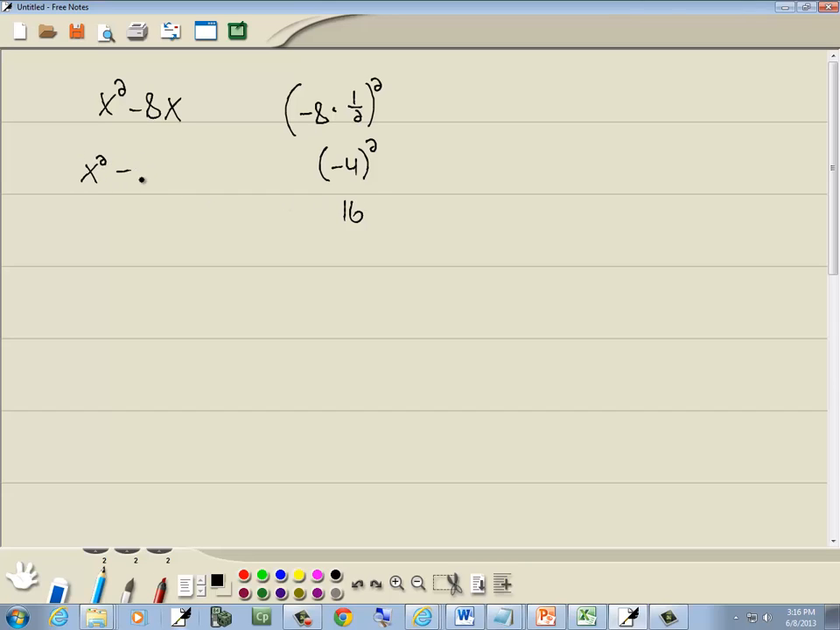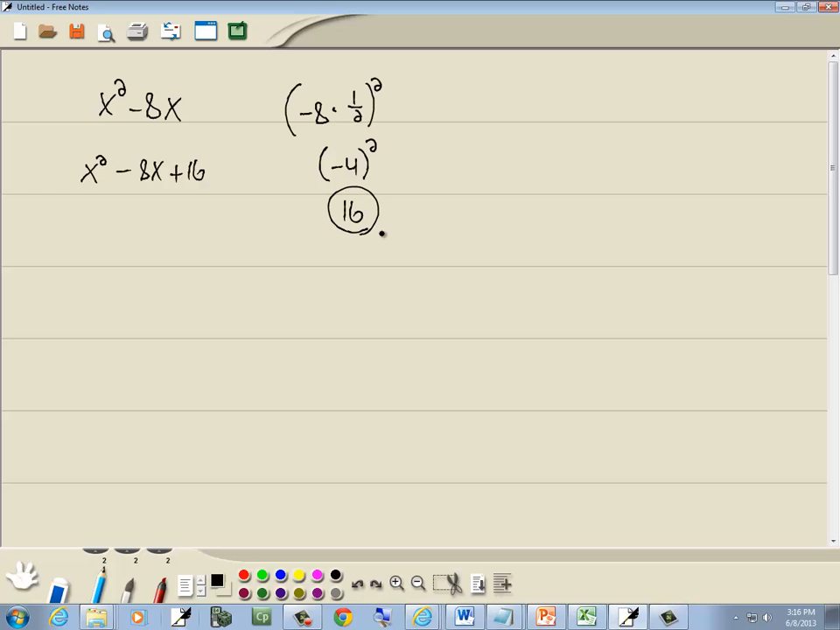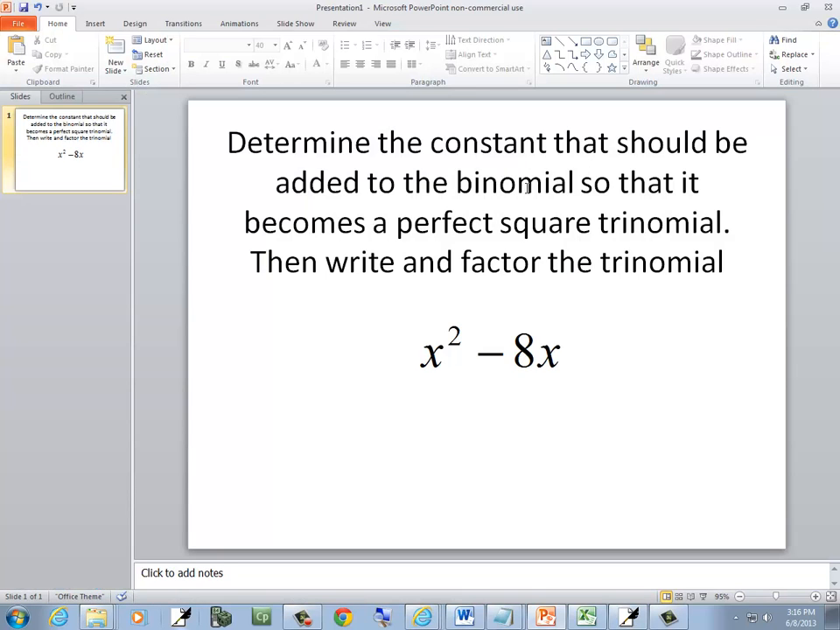So we got x squared minus 8x plus 16. The 16 is the constant they're looking for. So that's our first answer. They then say to add that to the binomial. Okay, they imply to add it, and then write and factor the trinomial.